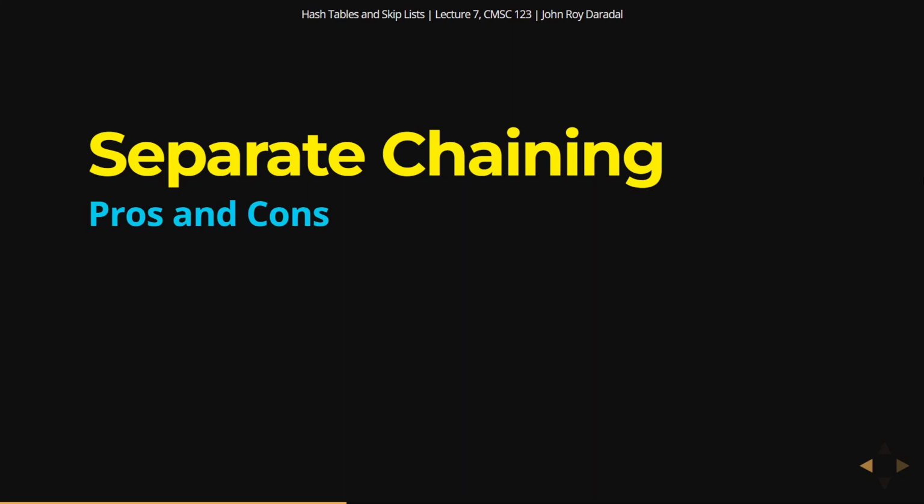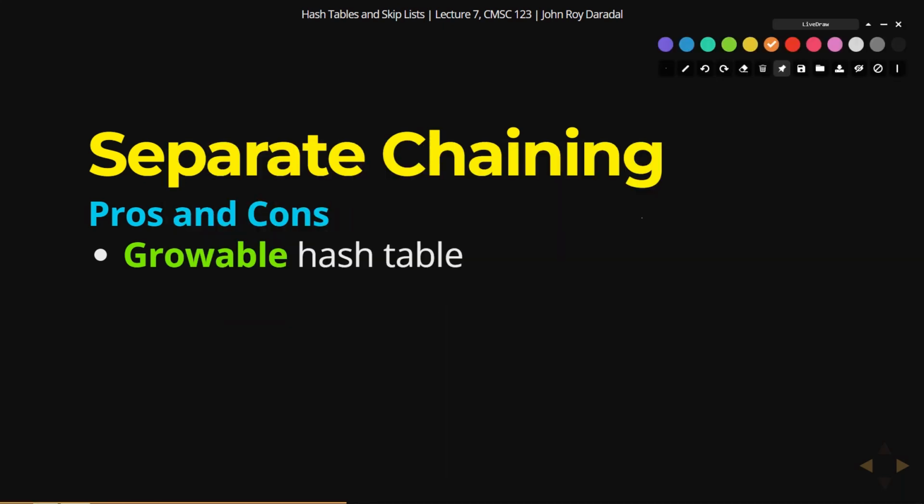So what are the pros and cons for separate chaining? The advantage is that it's a growable hash table, because although the bucket array itself has a fixed capacity, since at each cell we can have a list, then basically it's growable, so it doesn't have any bounds, right? So you can just continually add more and more items here since it's a list. Okay, so that's one advantage.